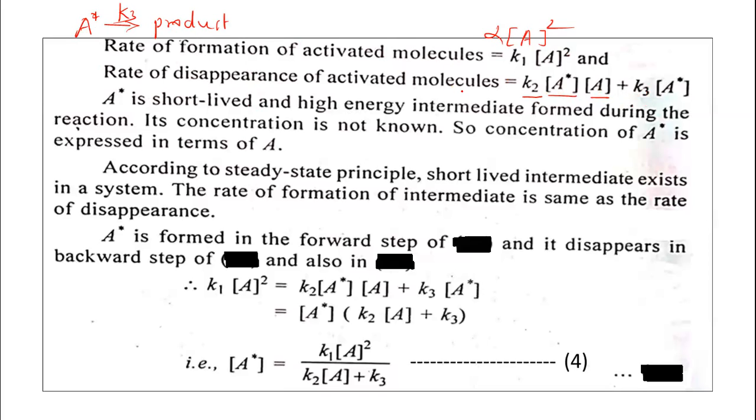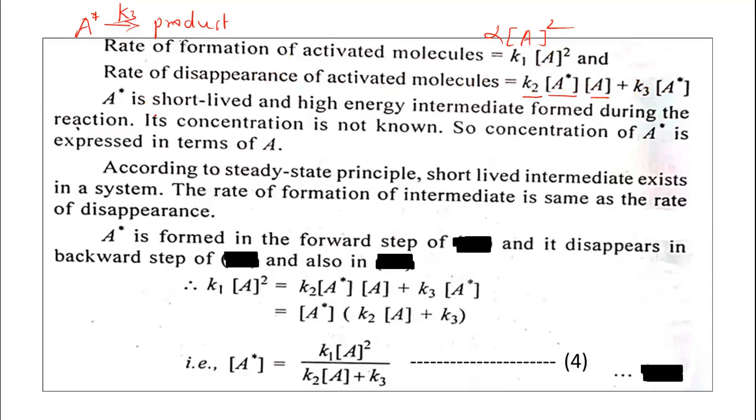The rate of disappearance of the activated molecules will be expressed in two ways. First, the activated molecules are converted back to the reacting molecules. Second, the activated molecules may be converted to the product. So the rate of disappearance of the activated molecules is equal to K2 into concentration of A star into A, plus K3 into concentration of A star. So we should be aware of how to write this derivation.